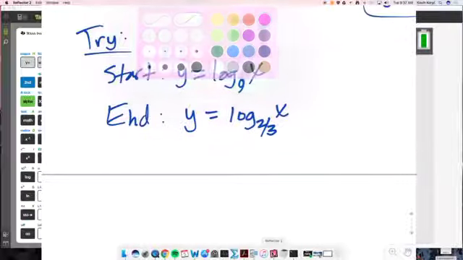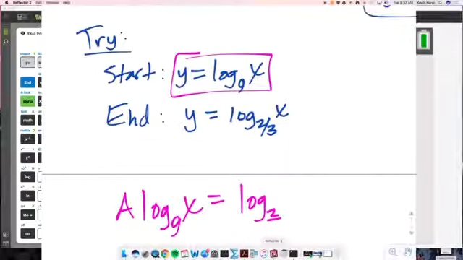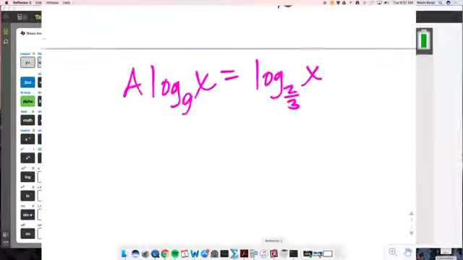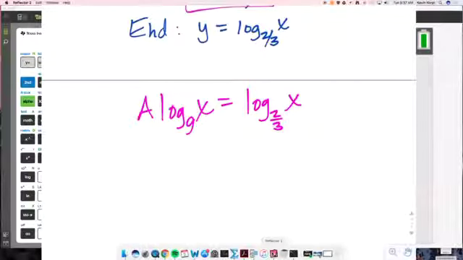Let me help you set it up here. Remember, you want to put the a value in front of the one you're starting with. So it's going to be a log base 9 of x equals the one you want to end up with, log base 2/3 of x. So go ahead and figure out what the value of a is. Put the unknown in front of the starting function. While you're working it, I'll work along here with you because we've got about 2 minutes left.